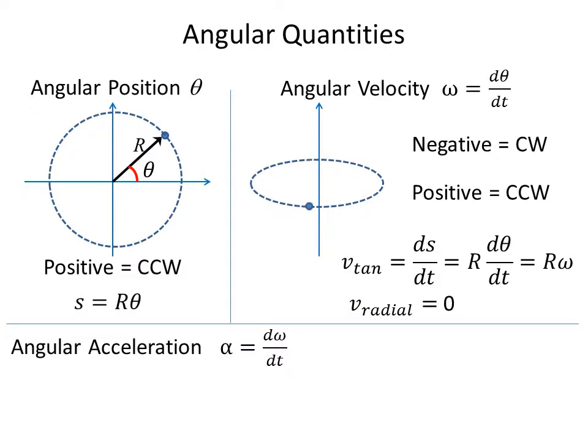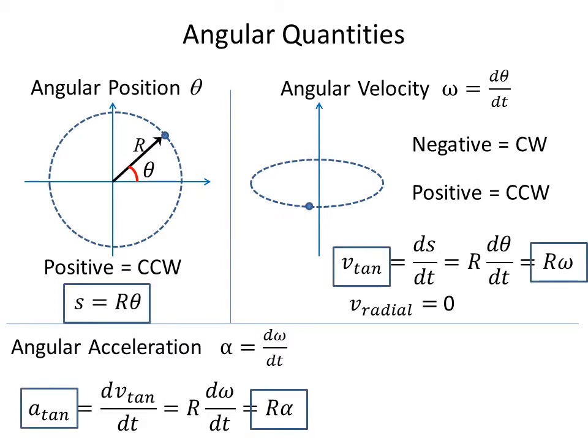The angular acceleration alpha is equal to the time derivative of omega. And if we look at the tangential acceleration along the path, that's equal to the time derivative of the velocity tangentially along the path, so dv dt, and that's equal to the radius times d omega dt, or r times alpha.